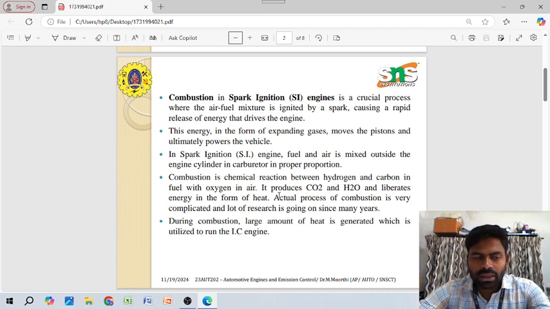After the combustion process, the heat energy is formed inside the combustion chamber. This heat energy is converted into mechanical energy with the help of the crankshaft rotation. The actual process of combustion is very complicated, and a lot of research has been going on for many years. During combustion, a large amount of heat is generated, which is utilized to run the IC engine.